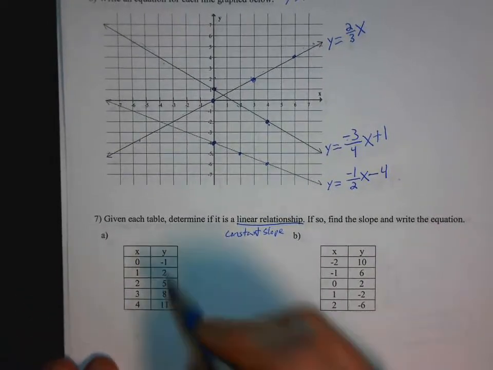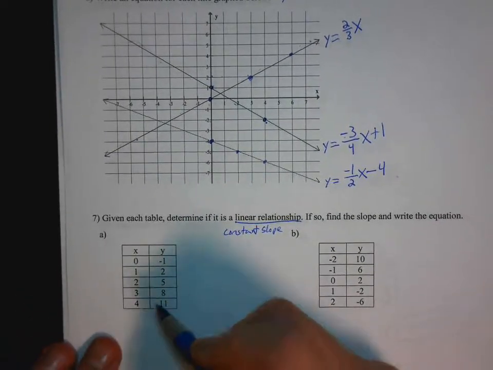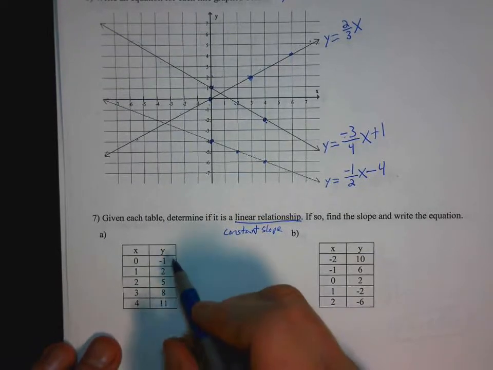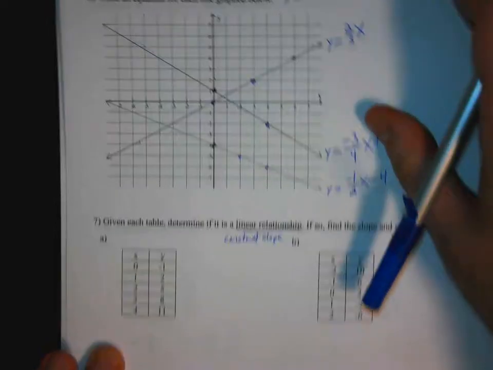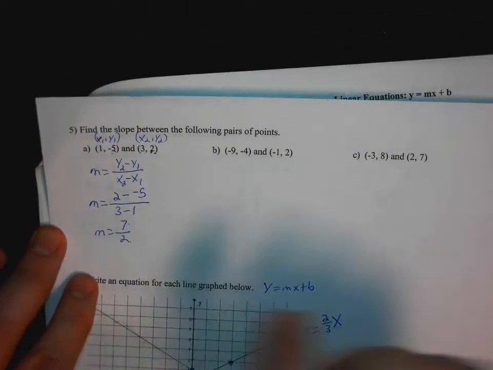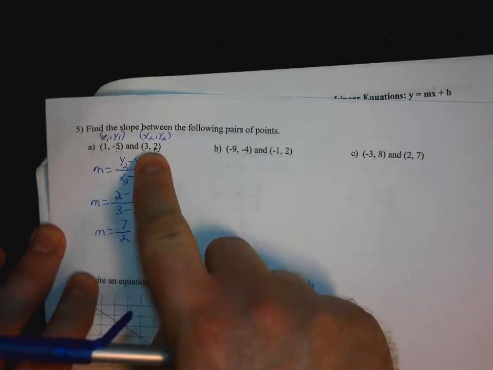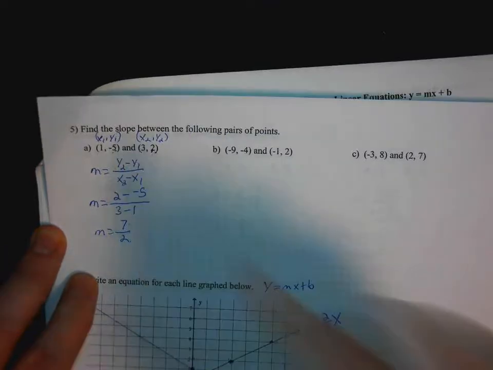So one way to find the slope in a table of values, technically what you're doing is you want to do y2 minus y1 over x2 minus x1, what we did up here on the top of this page. You want to do that for every pair of points. Okay, technically that's what you want to do. Now there is a shortcut to that.